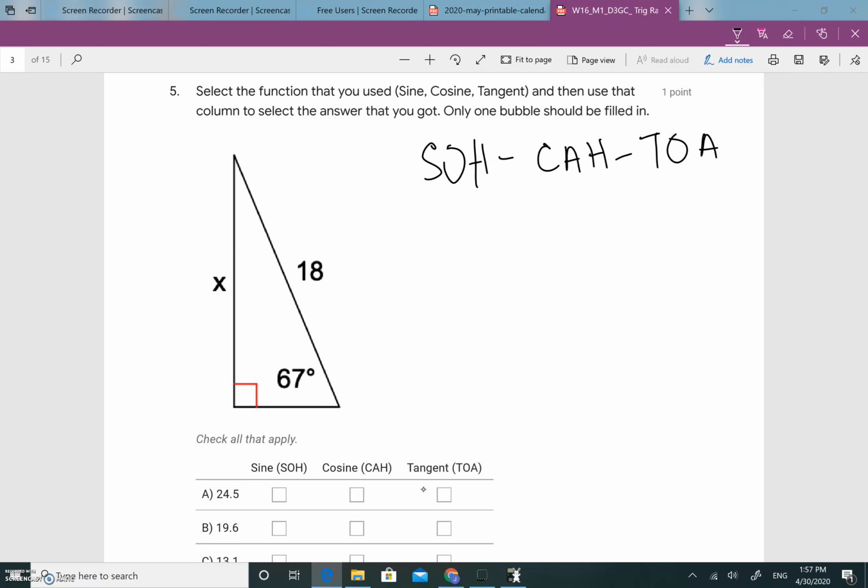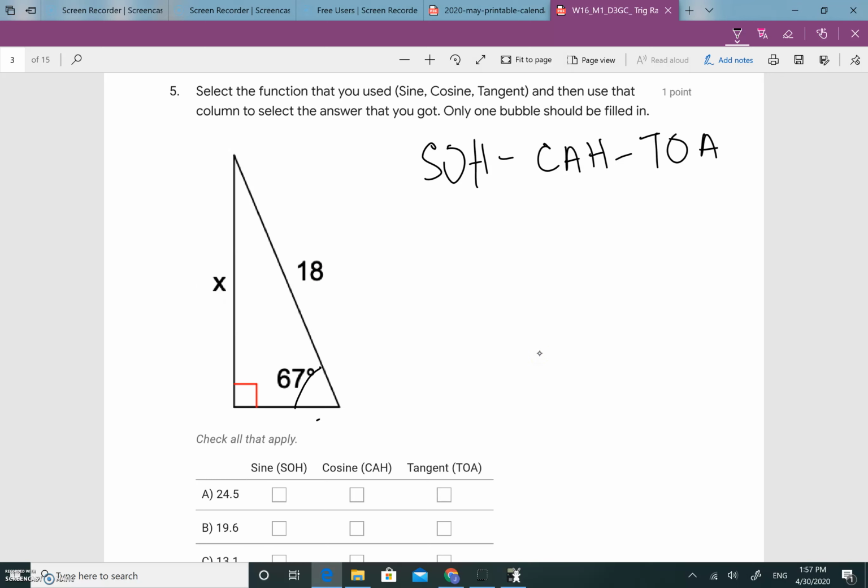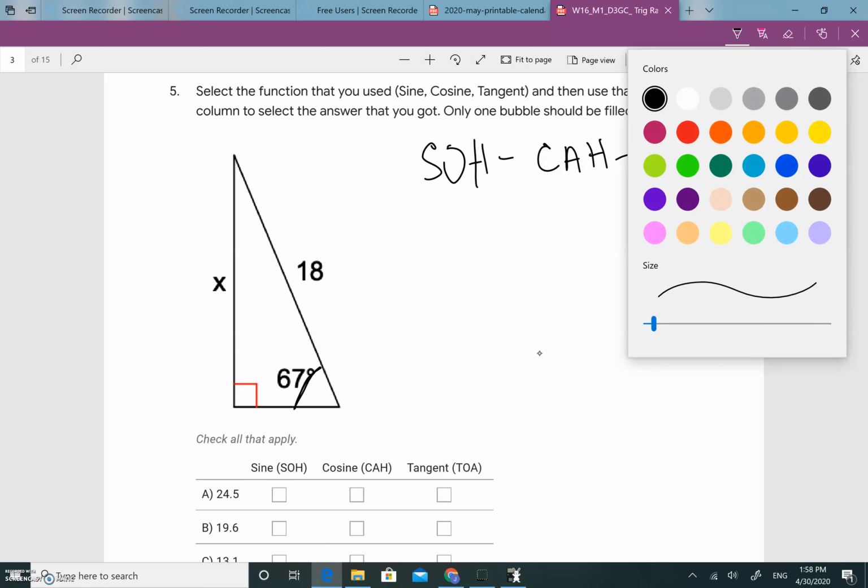SOHCAHTOA. And now the two that were given are the x and the 18. And we have to figure out how they are related to the 67 that I have here. So how are they related to this? So first of all, x is what?